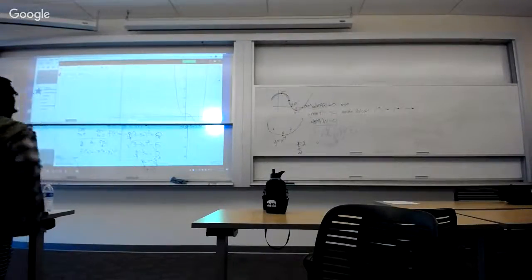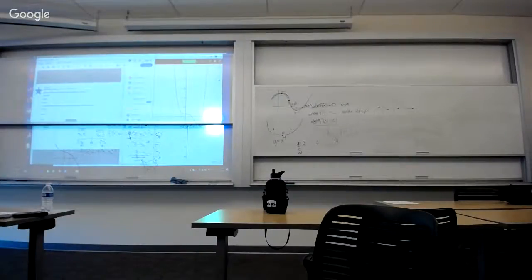And now what are they asking us? It says f of x has inflection points at D, E, and F. So how do I solve for inflection points?